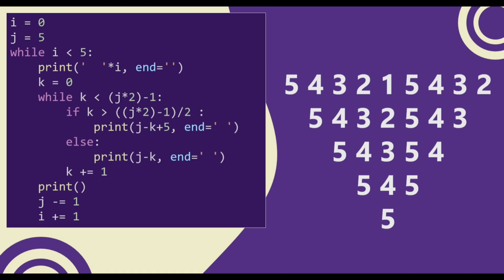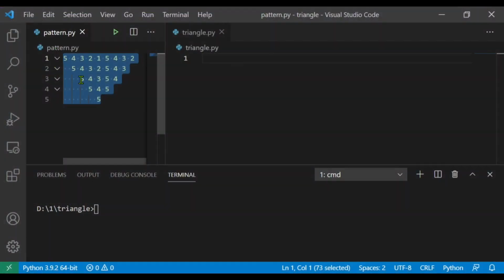In this video tutorial, we will see how to print a number triangle pattern. Let's move to Visual Studio Code and execute this pattern. We can see here in this pattern, every line begins with space characters.